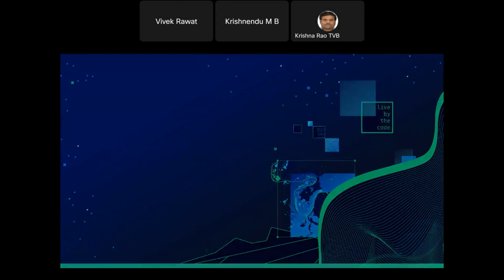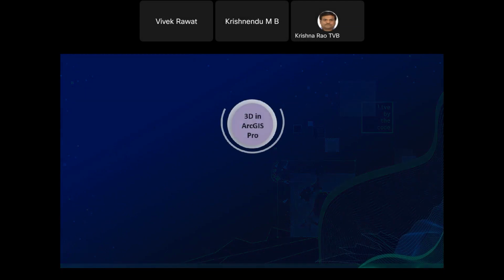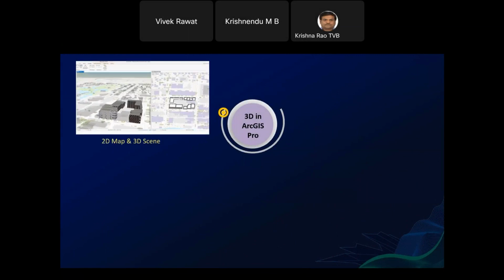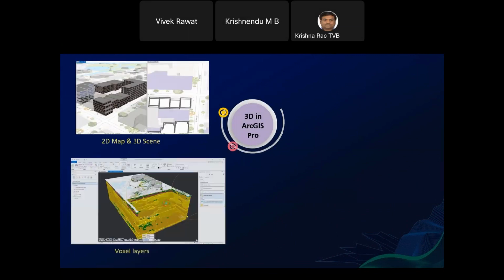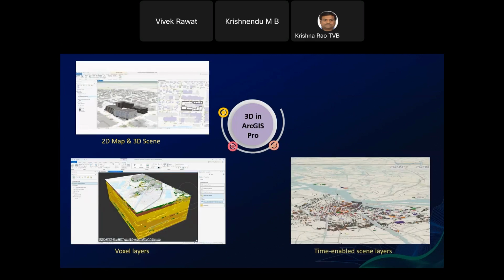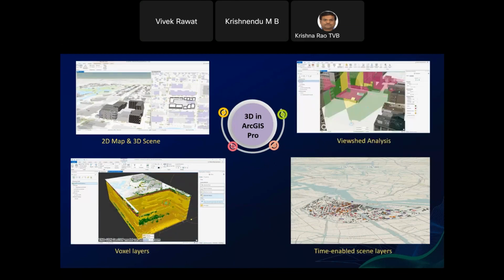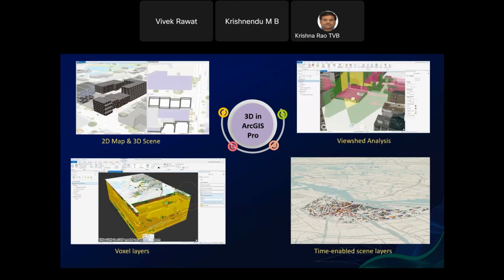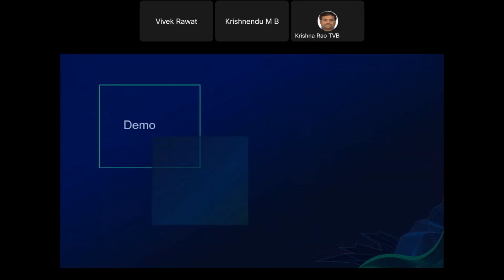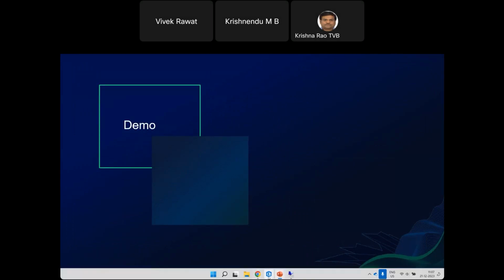So when we say ArcGIS system, the first thing which comes to our mind is ArcGIS Pro, which is the desktop offering. And in that we do support 2D maps and 3D scenes for the visualization, and we have voxel layers for these continuous data, and we have now introduced time enabled scene layers, and we have multiple analysis options also, which includes viewshed, line of sight, etc. So now let us quickly go to a demo of how these things are actually working.